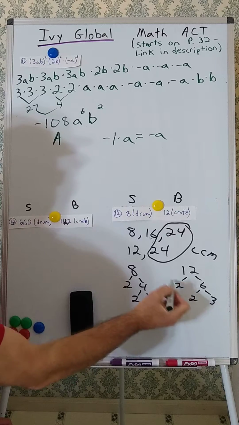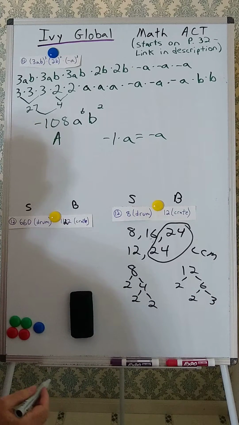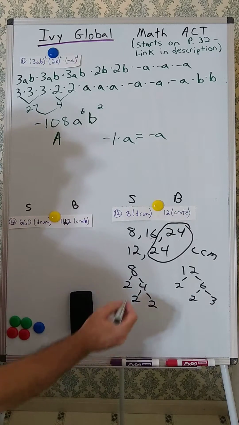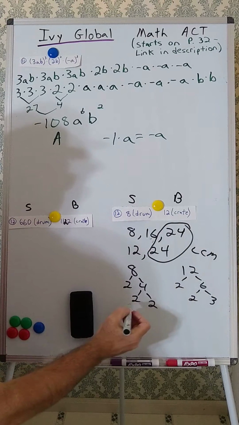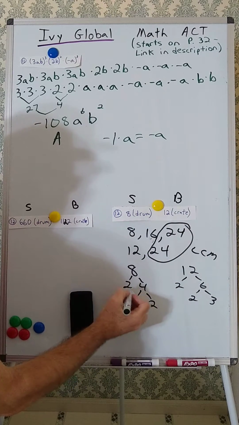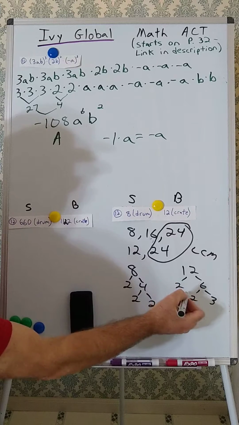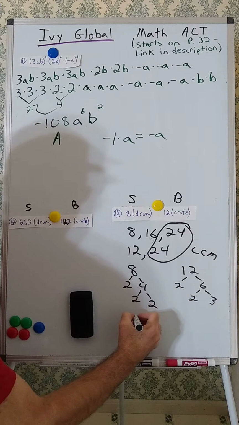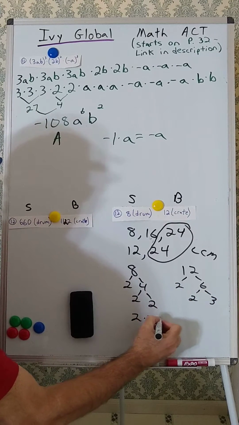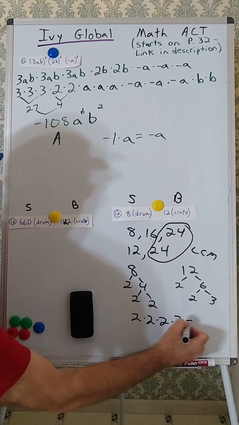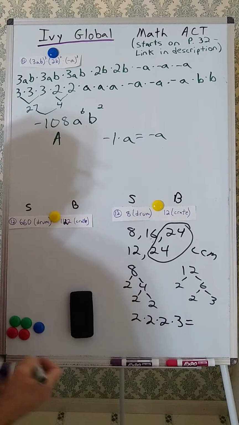So 12 is 2 factors of 2 and 1 factor of 3. All right, so I'm going to need a number that has 3 factors of 2, and that'll take care of these 2 factors of 2, and I'll also need a factor of 3. So I'm going to need 2 times 2 times 2 times 3, and that's 8 times 3, or 24.